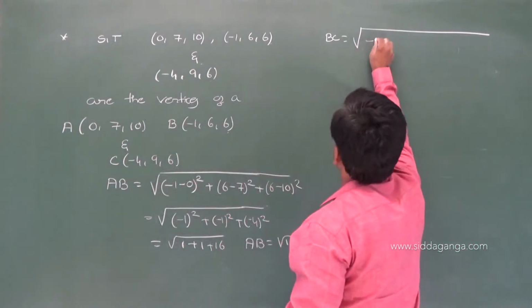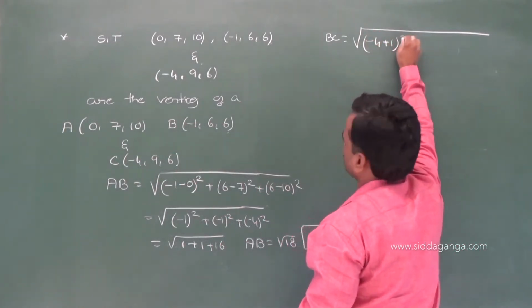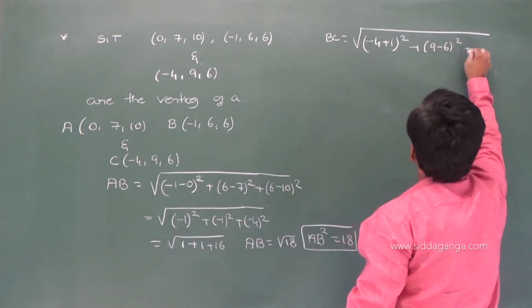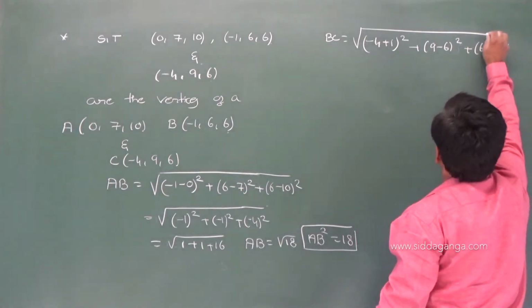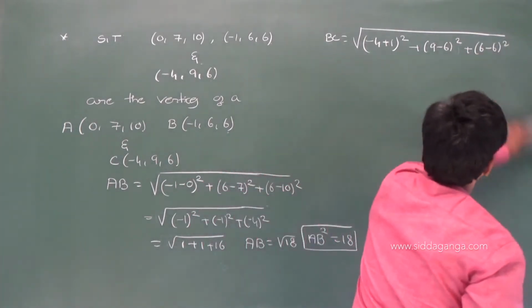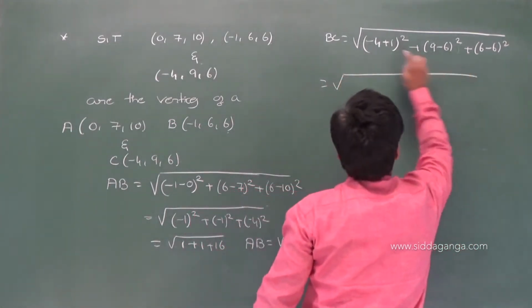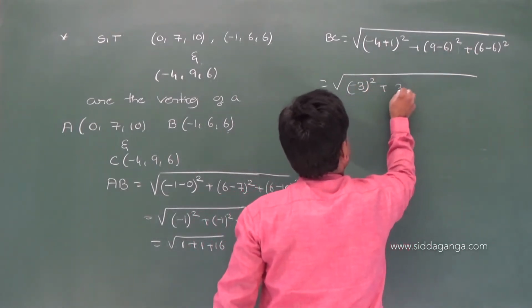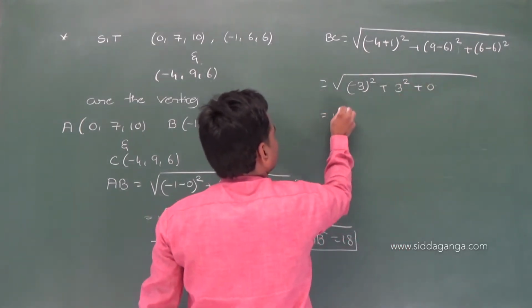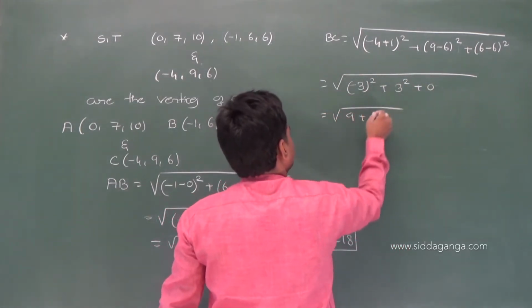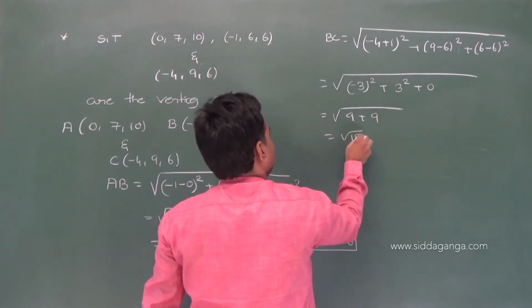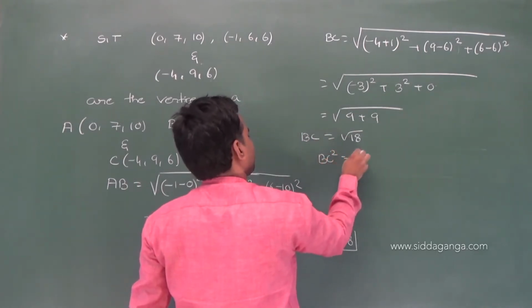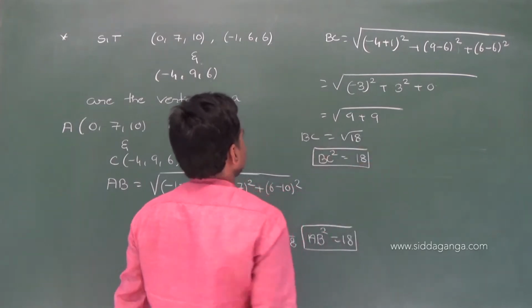So (minus 4 minus of minus 1) whole square plus (9 minus 6) whole square plus (6 minus 6) whole square. So calculate: minus 4 plus 1 is minus 3 whole square, plus 9 minus 6, 3 square. 3 square is how much? 9. 9 plus 9, that is 18. BC square is 18.